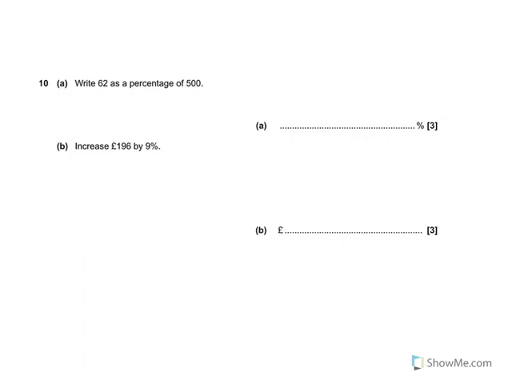Question 10. A. Write 62 as a percentage of 500. Okay. To write something as a percentage of an amount, the simplest way to do that is always to write something as a fractional amount first. So, simply put, we have 62 parts out of 500. You have a calculator. You can put this into the fraction using the fraction button on your calculator.